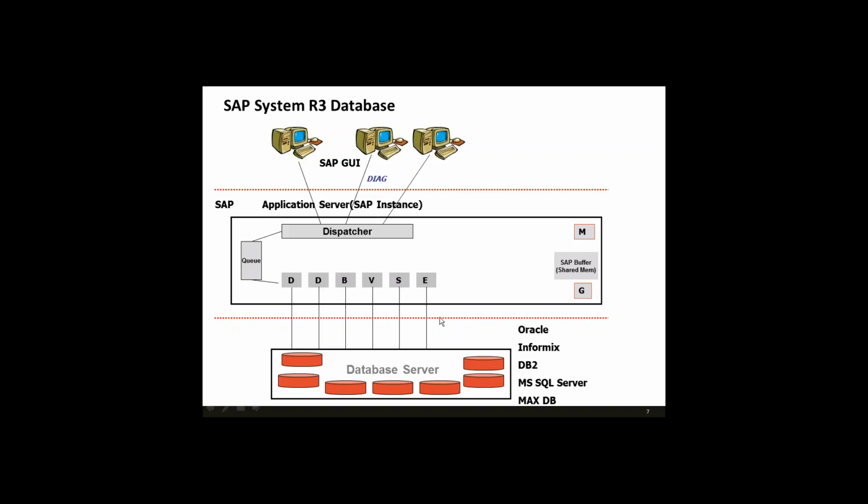Any doubts so far? This dispatcher mechanism, the R3 architecture dispatcher mechanism, will be the same irrespective of whatever database you're using in the backend. Oracle, Informix, DB2, MS SQL, MaxDB, HANA, any database it could be, but it will still be the same. Any doubts? No, I think I'm good. Okay. So this is about the dispatcher mechanism. This is the main mechanism, and all the troubleshooting, the parameters, everything is related to this one only, like high availability.